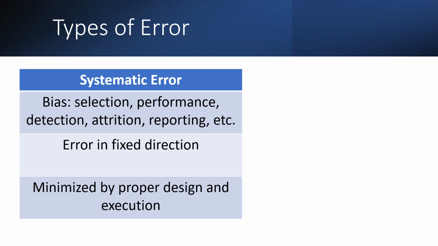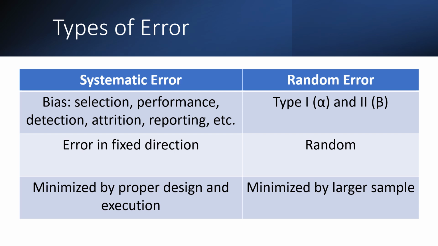The first group is systematic errors, or so-called bias, which could be a selection bias, performance bias, detection bias, etc. Bias typically leads to error in a fixed direction and can be minimized by proper design and execution of a study. Another type of errors are random error, type 1 and type 2. These can be minimized by taking a larger sample, but we have to accept that these are inherent to any biomedical research, and we have to set the margin of error that we consider acceptable.